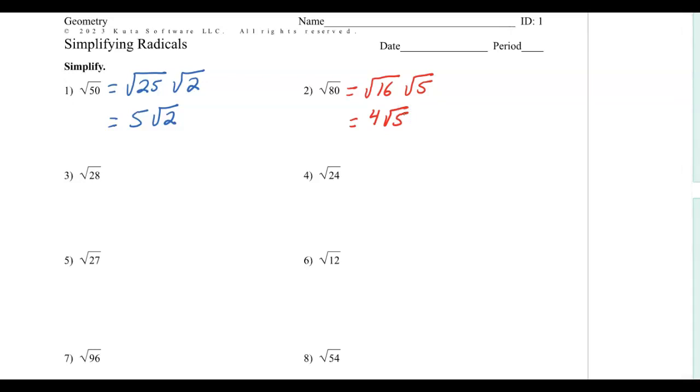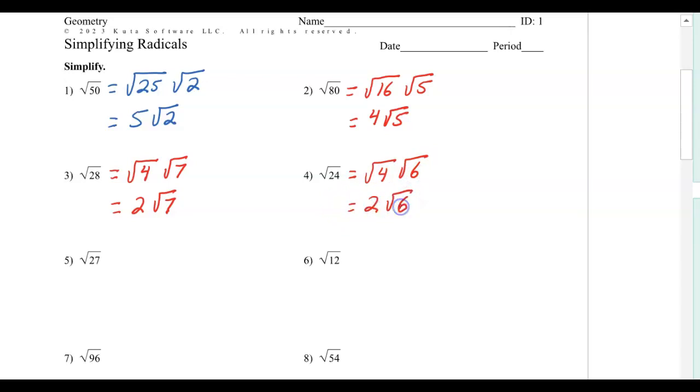Number 3, 4 times 7 is 28. So this simplifies to the square root of 4 times the square root of 7. Square root of 4 is 2, so 2 square root of 7. Problem 4, 4 times 6 is 24, so this is square root of 4 times square root of 6. Square root of 4 is 2, so 2 square root of 6.